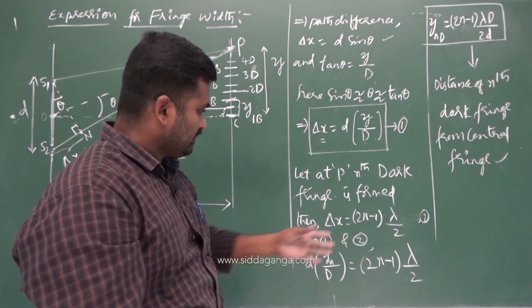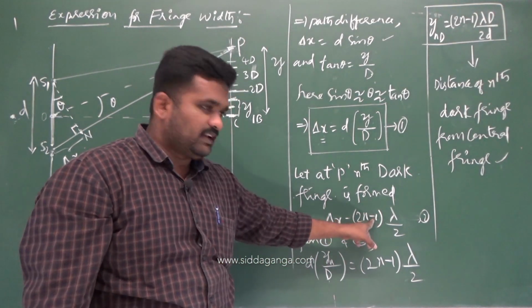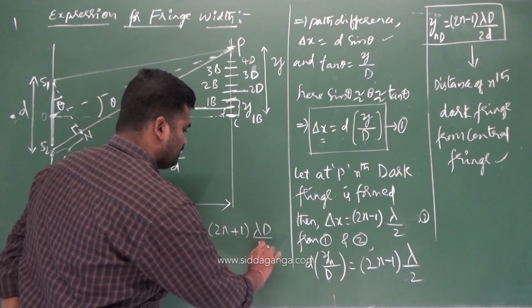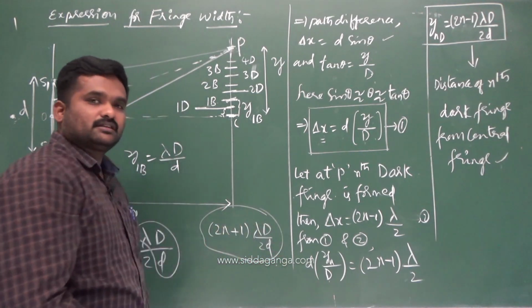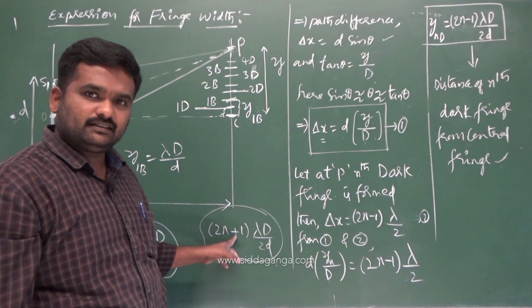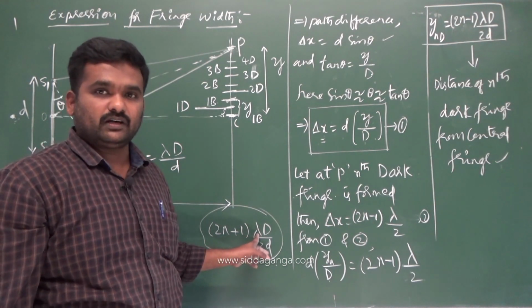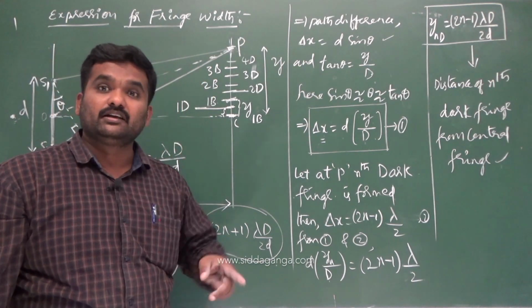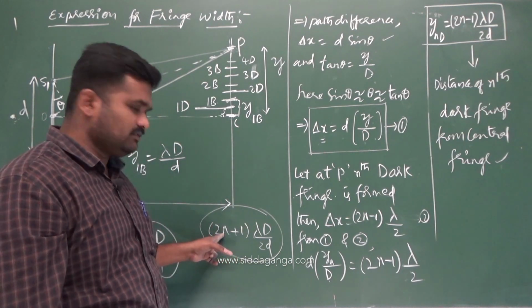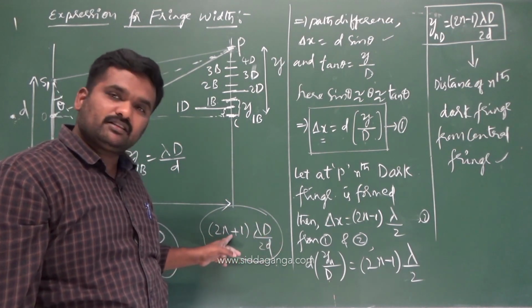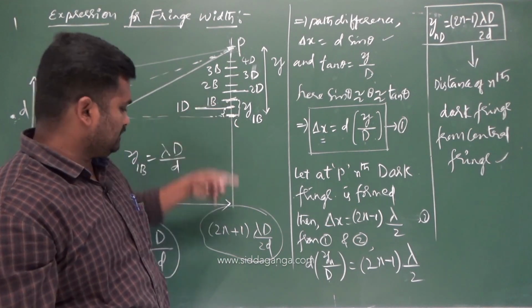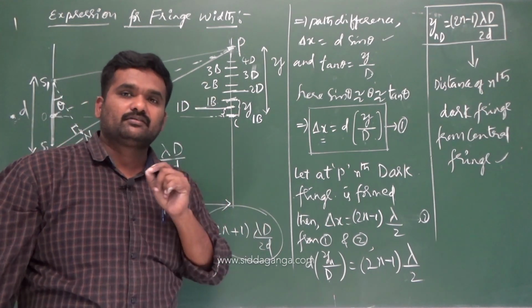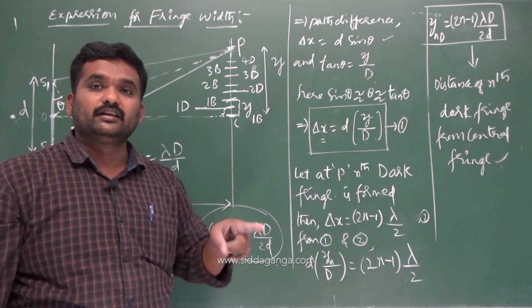Now come back to the importance of the plus or minus I told you about. If I put 2n plus 1 times lambda D by 2d, you get the distance of the nth dark, but n values will start from 0. First dark means n equals 0, second dark means n equals 1, and so on. With n equals 0 you get lambda D by 2d, so the first dark is at n equals 0, the second dark at n equals 1.